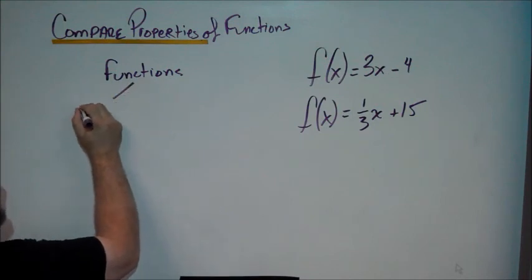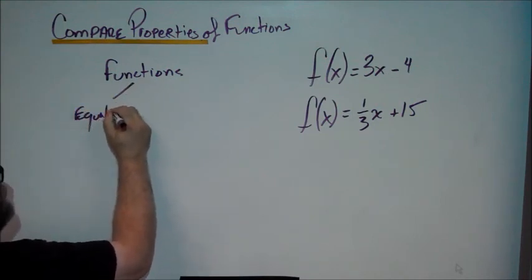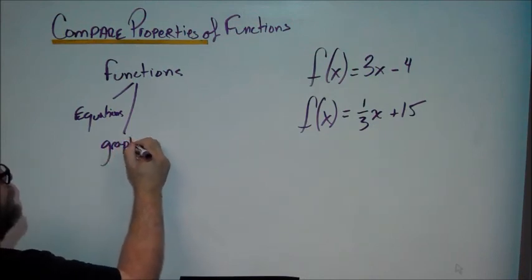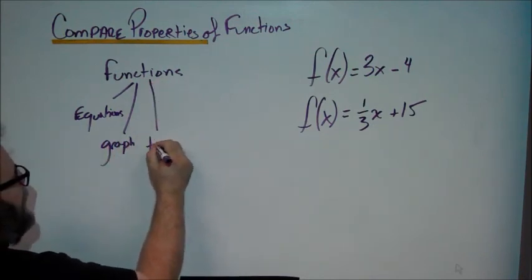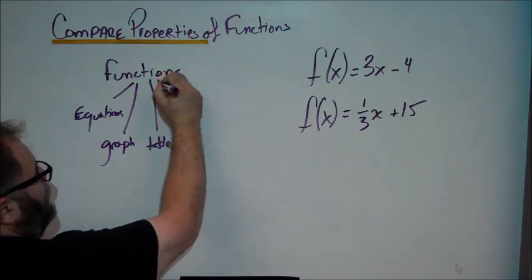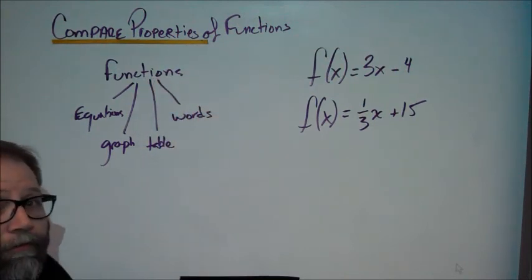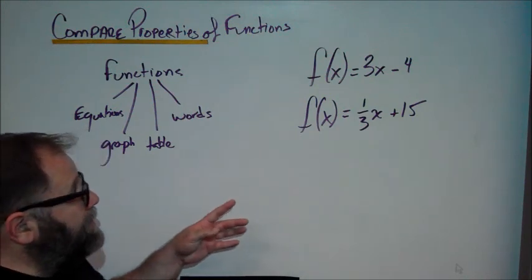We can see them as equations. We can see them as graphs. We can see them as tables. And we can also finally see them in words. Those are our four versions of functions that we understand.